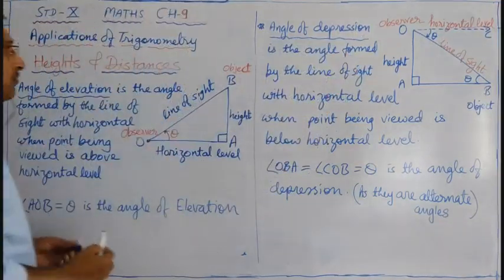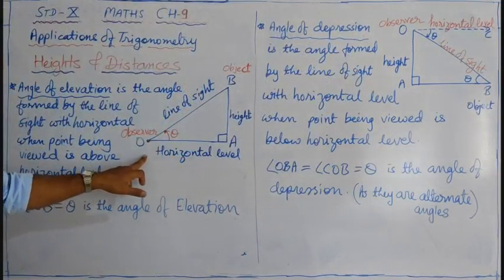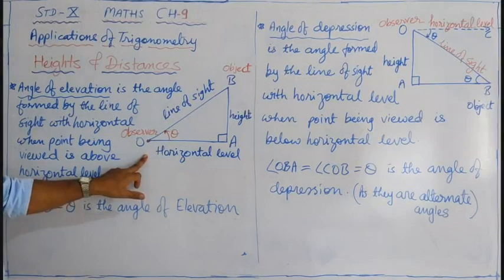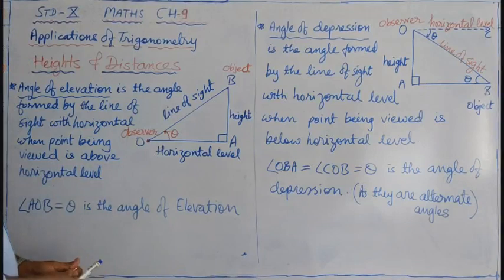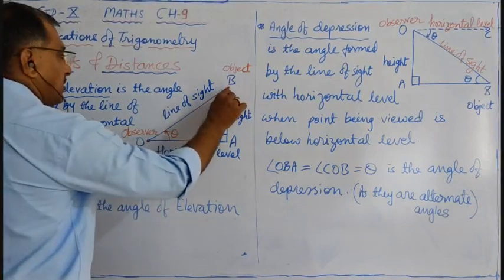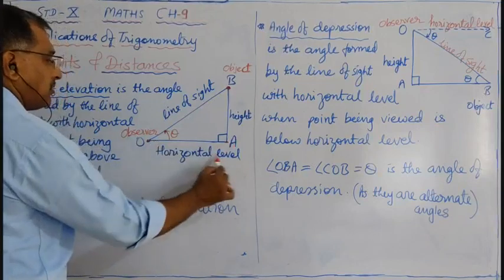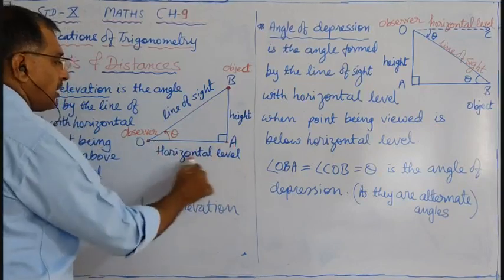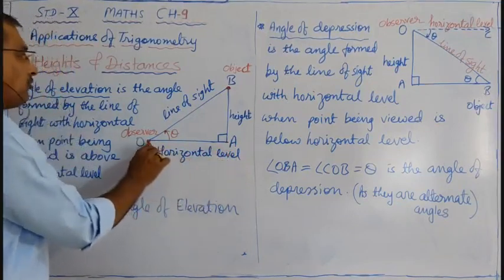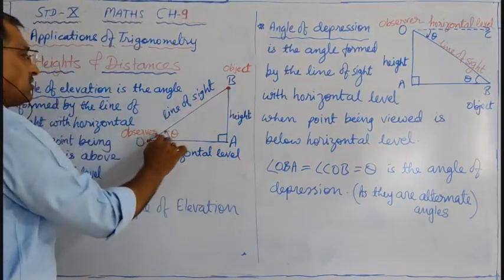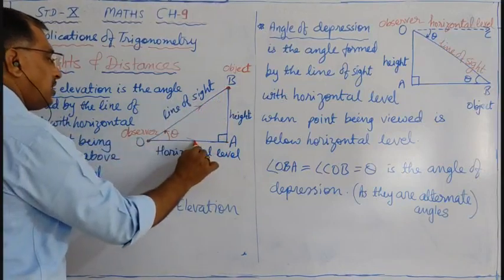So let us see. Now you can see here there is a right angle triangle. Here this point is the point of observer. The observation of the object at B can be seen, and OA is the horizontal level, ground level, parallel to the horizontal ground. Now we are observing the point B. So this is called the line of sight, and this is called the horizontal level.